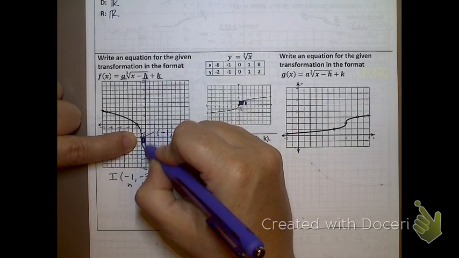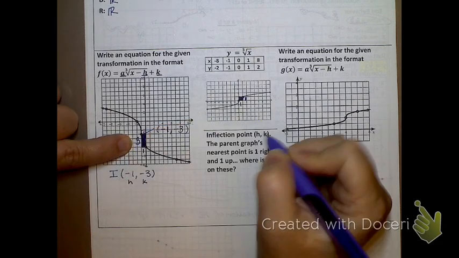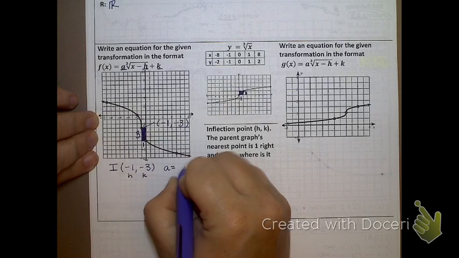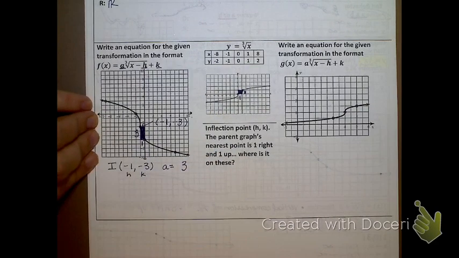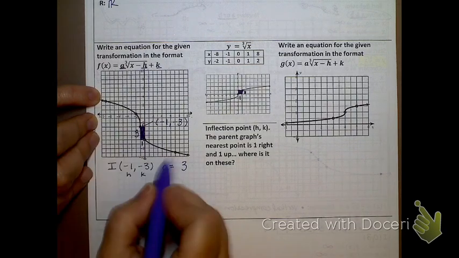Doesn't matter. Just pick one of them. And when you make a box, that box is 1 unit wide and what? 3 units high? So what do you think that means about a? It's 3. Is it a positive 3 or is it a negative 3? If I draw my little stick figure, is he walking uphill or downhill? Downhill. So what does that mean about my a value? It's negative.